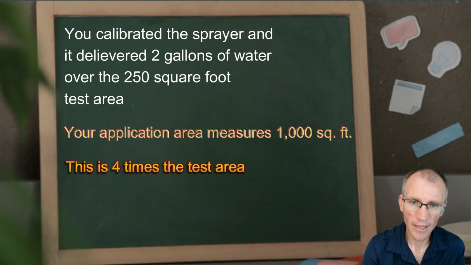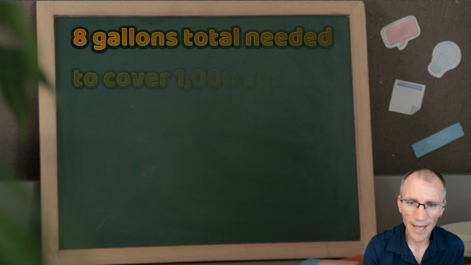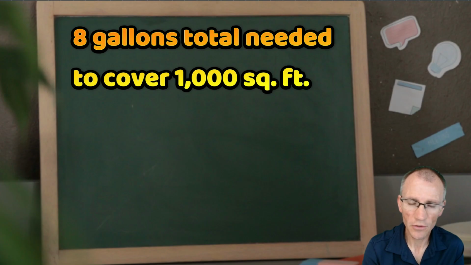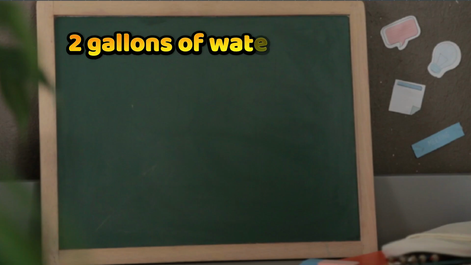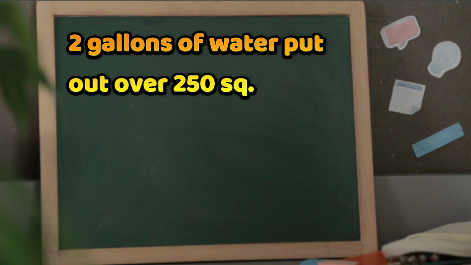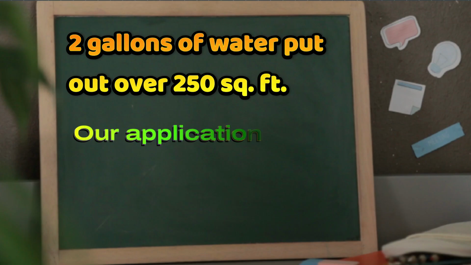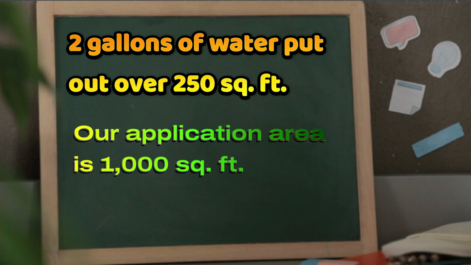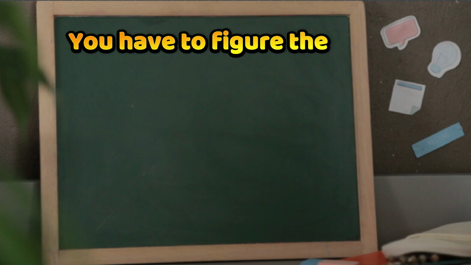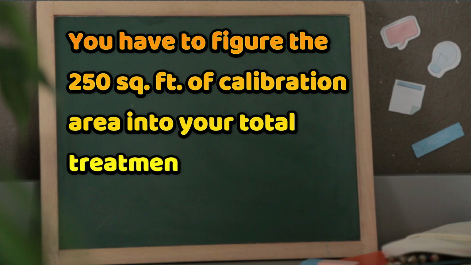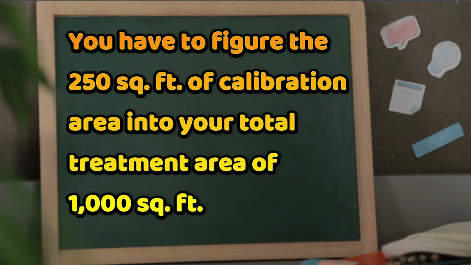This is 4 times the test area. So we already know what the test area was in square feet, and we know the application area is 4 times the amount of that square footage. Therefore, making it really simple, you need 8 gallons of spray mixture to cover 1,000 square feet. One last time, that 2 gallons of water was put out over 250 square feet. Now, we understand our application area measures 1,000 square feet. Now we need to understand that 250 square feet of calibration area has to be figured into our total treatment area of 1,000 square feet.